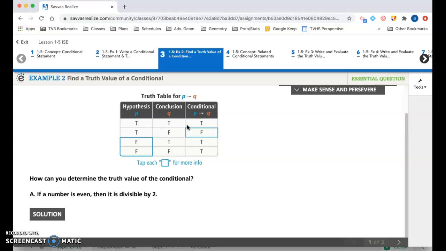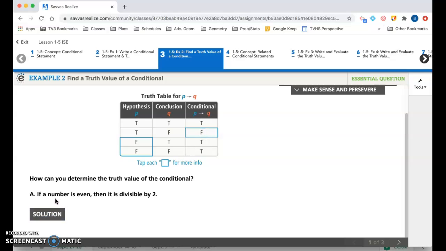All right, and that's what this is saying up here, is when your hypothesis is true, does that make the conclusion true? If that's the case, then our conditional is true. But if your hypothesis can be true, and then your conclusion can somehow end up being false, then our conditional is false on the whole. The whole thing is technically considered a false statement.